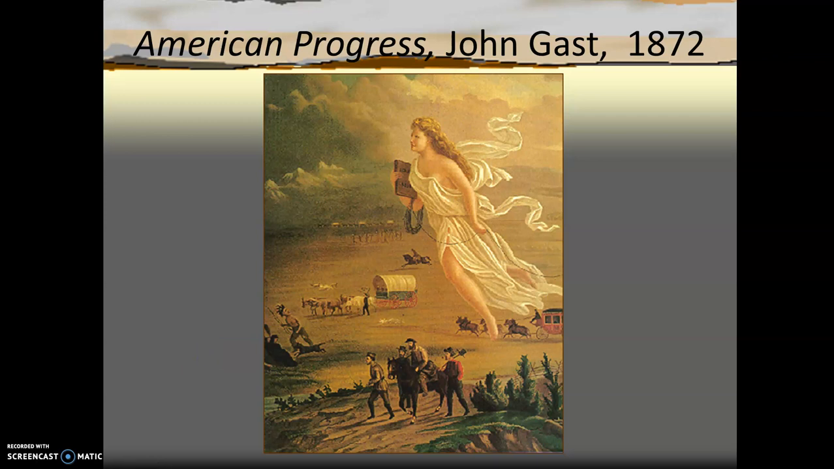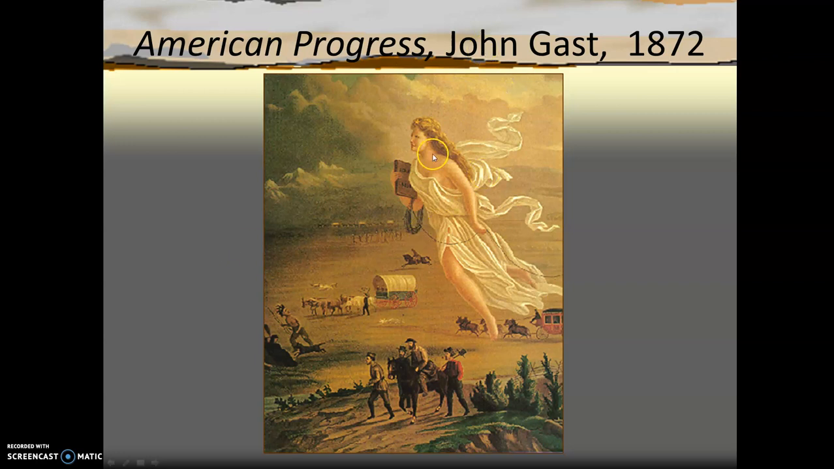We have arrived at the portion of the unit that deals with westward expansion. And the image that you see on screen, painted by John Gast, who's a Prussian-born artist who spent most of his life in Brooklyn, is meant to illustrate the dual ideas of what's known as manifest destiny and, quote-unquote, progress.